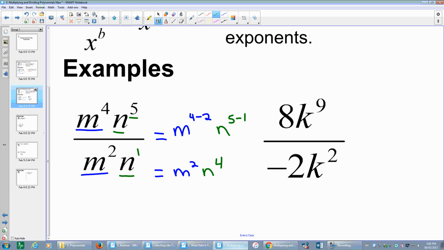Okay, the next example here, again, why is this one different? I have coefficients here. So what do I have to do? I have to take care of my coefficients. This is saying 8 divided by negative 2. What do I get when I do 8 divided by negative 2? I can type that into my calculator, and I get negative 4. I look at my bases, k to the exponent 9, k to the exponent 2. So again, I subtract, those are the same bases. So I subtract the exponents, 9 minus 2 gives me 7. So my final answer for that is equal to negative 4, k to the exponent of 7.